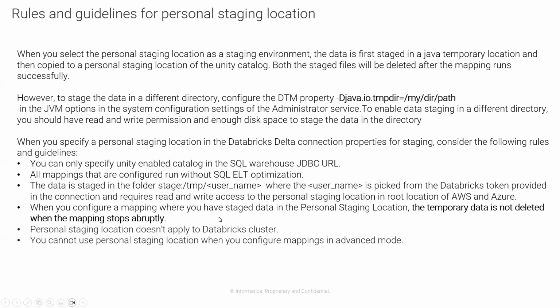When you configure the mapping to stage the data in personal staging location, the temporary data is not deleted when the mapping stops abnormally, like when it doesn't finish and stops in the middle. And personal staging location does not apply to Databricks cluster, so you can use it only with SQL warehouse. And you cannot use personal staging location when you configure mappings in advanced mode, so you can run the mappings in cloud data engineering currently.